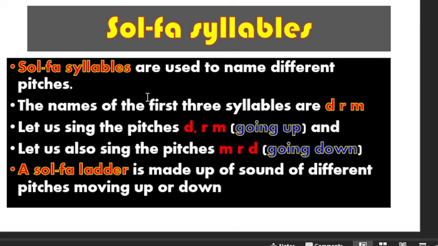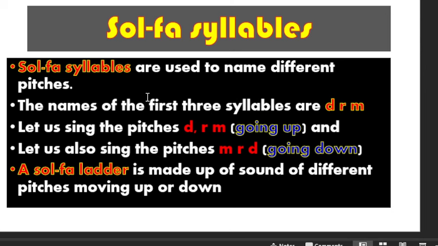Solfa syllables are used to name different pitches. The names of the first three solfa syllables are do, re, mi. Let's sing the first: do, re, mi, mi, re, do.